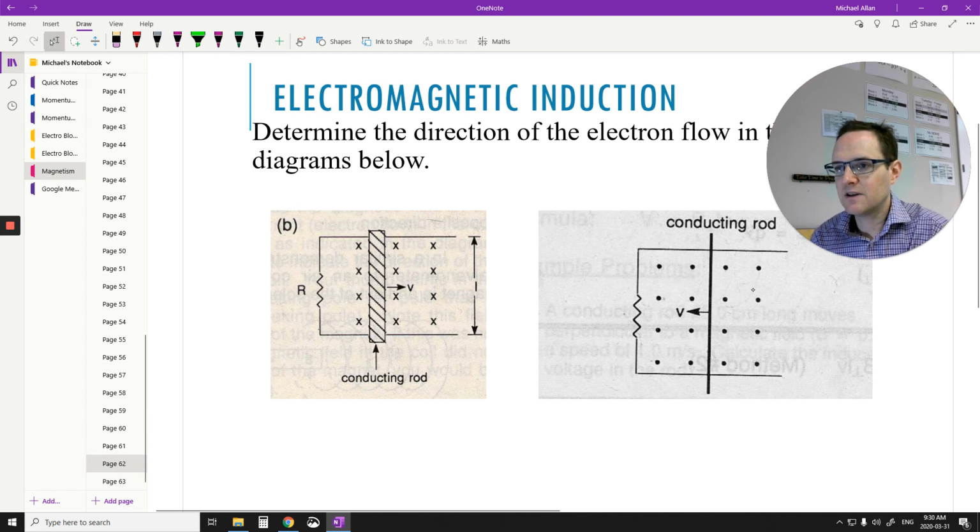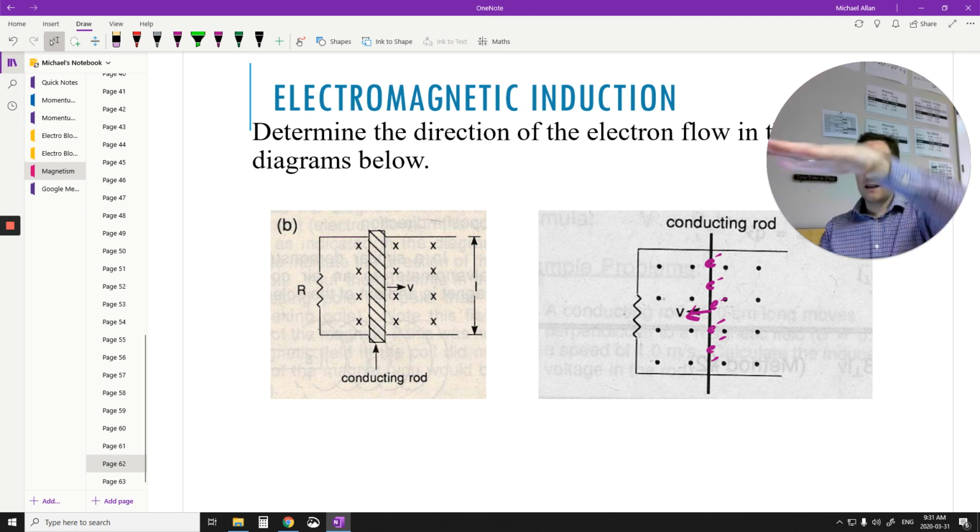Now, let's say I did this one. So I'm moving the electrons in the wire to the left. Okay, so use my hand rule. I'm moving it to the left. My magnetic field is actually coming out of the page. So my fingers are going to come out of the page, my thumb is to the left, my palm is down. So these electrons are going to go down and through this way. So that's the way the electrons will go.